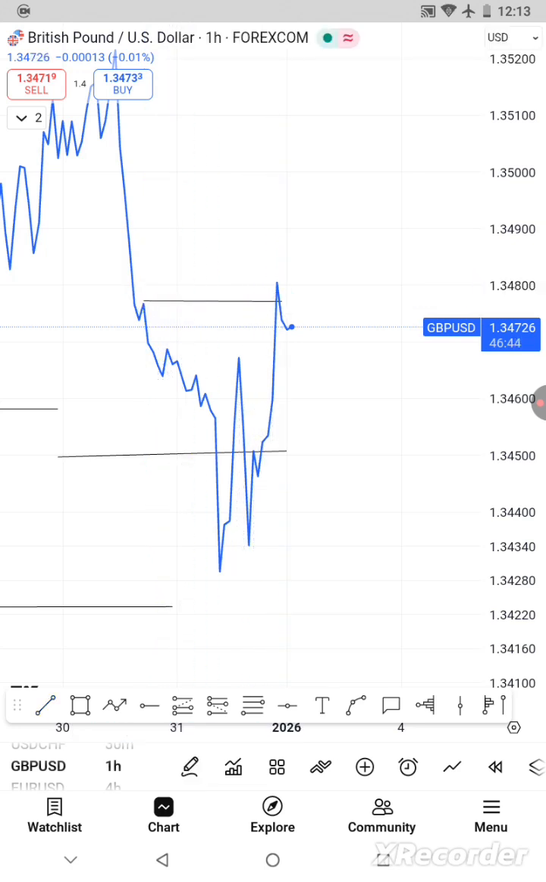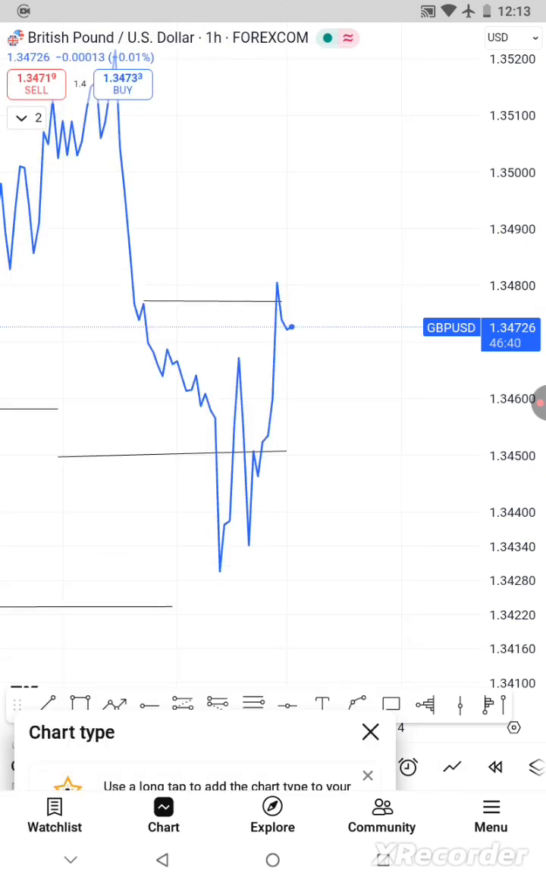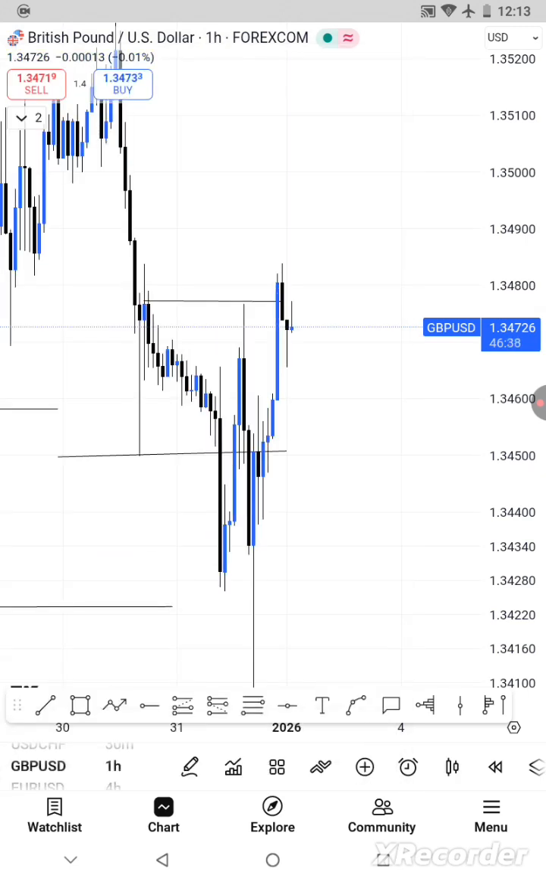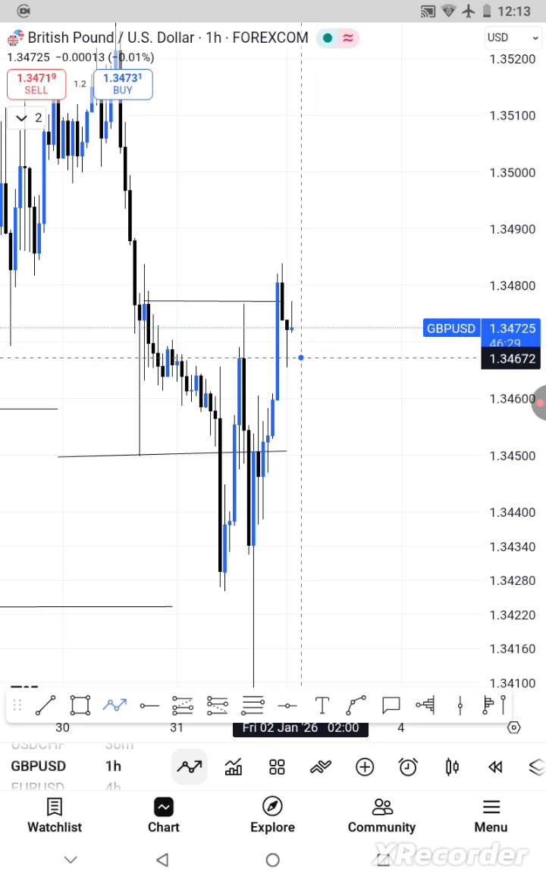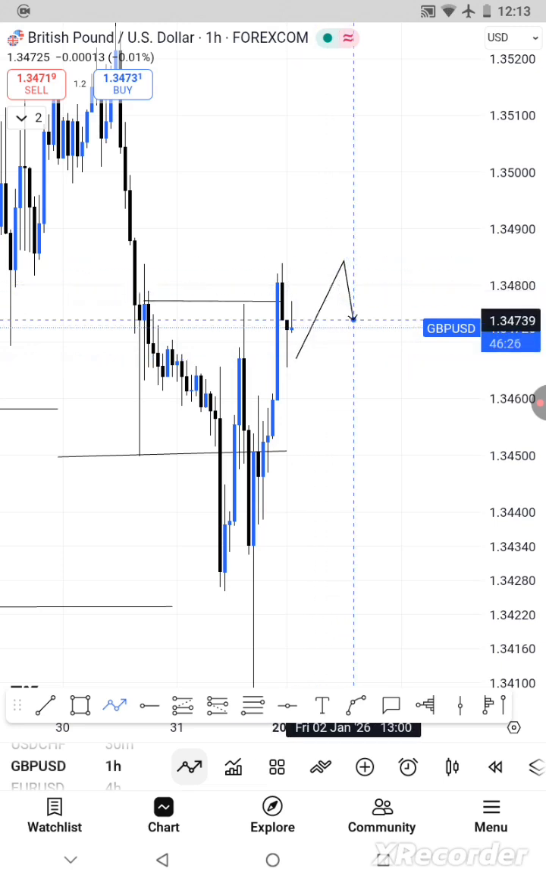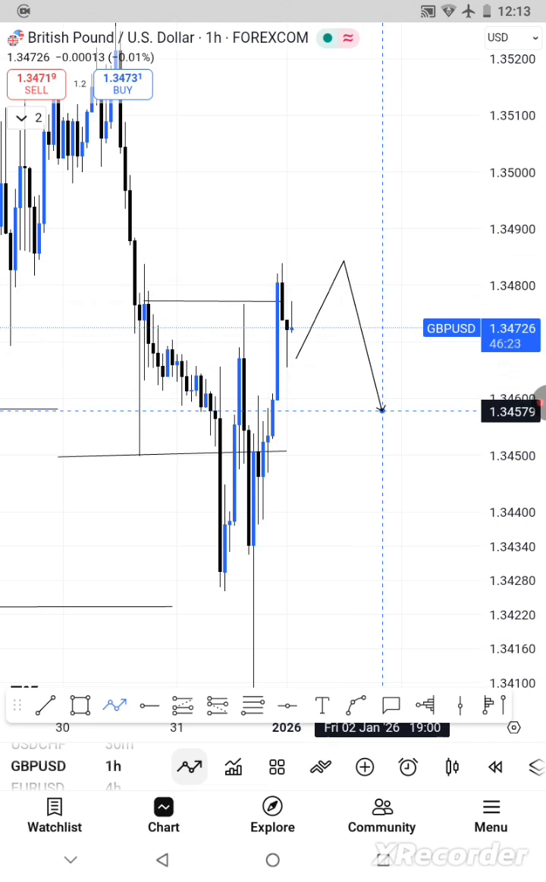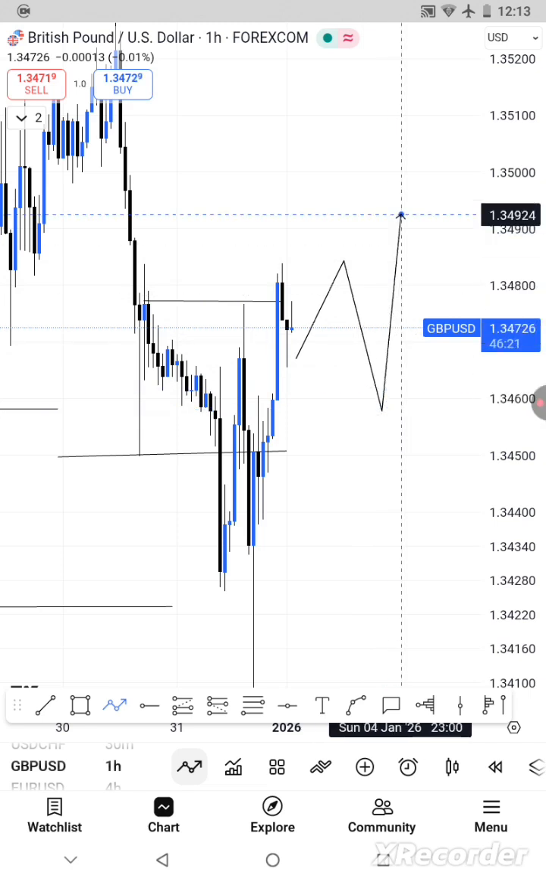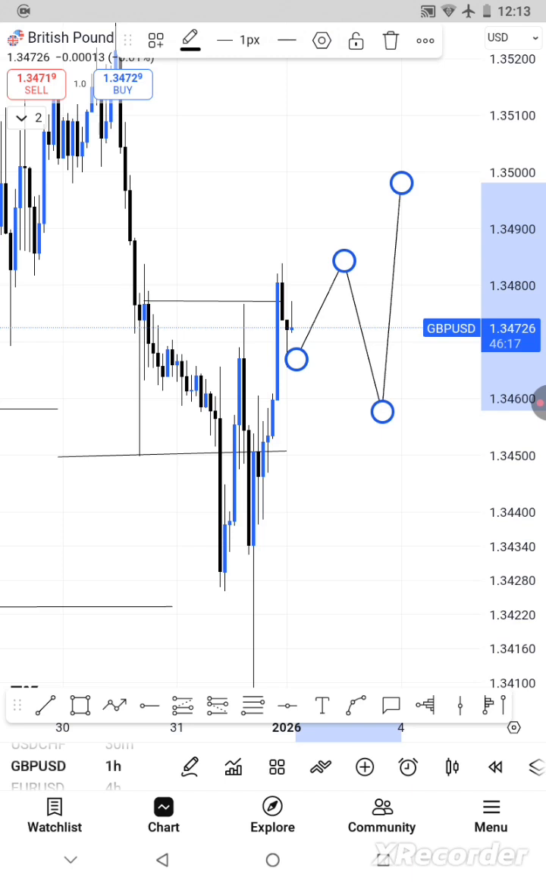So what am I expecting on the 1-hour time frame? I'm expecting the market to do like this. The market can also retrace a bit higher, then come down to somewhere here, then it can push up more. Yeah, I'm expecting that on the 1-hour time frame.